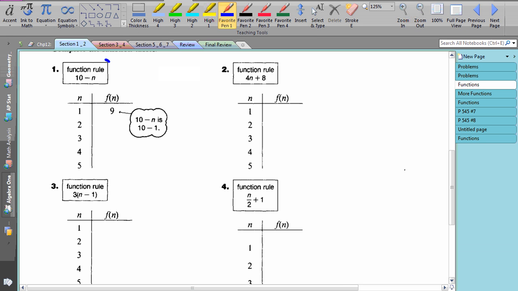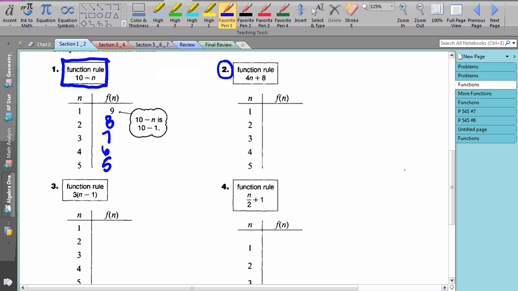And so here is the rule here. The rule here is to take 10 and subtract whatever the domain is, whatever the input is. In this case, if I input 1, 10 minus 1 is 9. If I input 2, the answer is going to be 8. Input 3, it's going to be 7, 6, and 5. And notice there's a little pattern here between the inputs and the outputs. What are we doing? We're always taking 10 and we're subtracting 1.